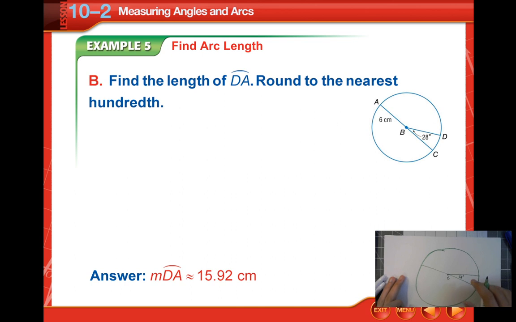28 degrees. There's A, there's C, there's D, and this is 6 centimeters.